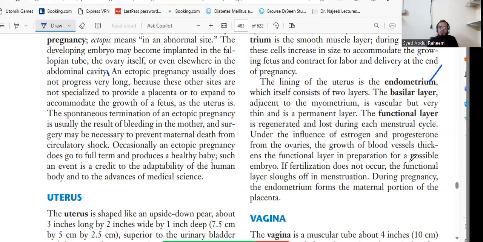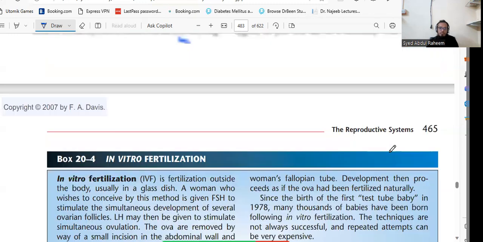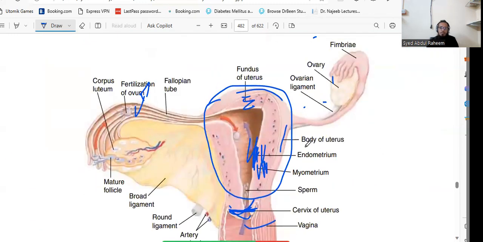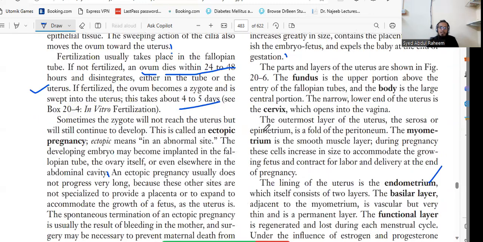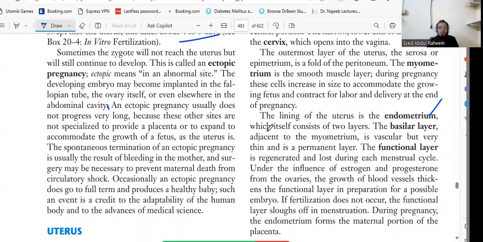So what will happen? These are the layers of the endometrium. Here we have the endometrium. We have the functional layer and another layer, the basilar layer. The basilar layer has a large number of arteries and veins. It is the permanent layer. And the functional layer will change. It will change during the menstrual cycle, with the help of estrogen and progesterone.